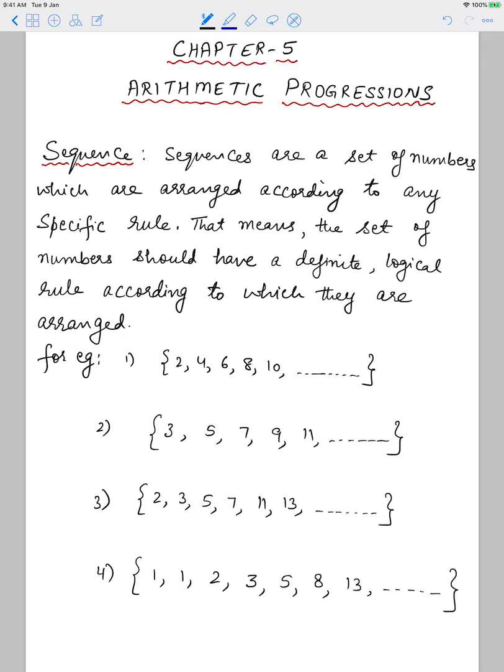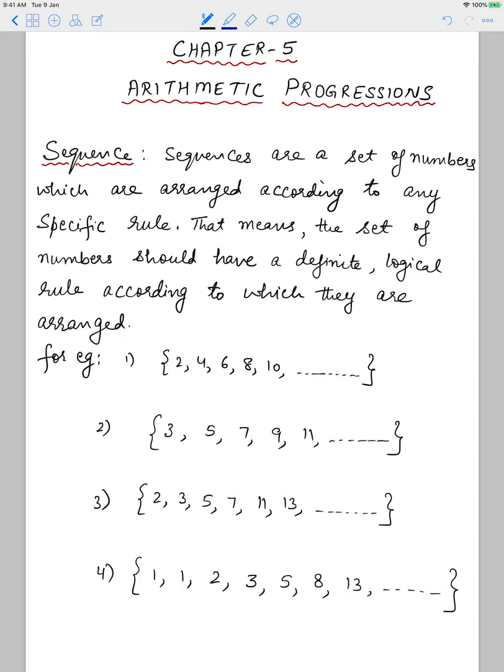So as you can see, I have written here, sequences are a set of numbers which are arranged according to any specific rule. That means the set of numbers should have a definite logical rule according to which they are arranged. Okay, I have explained this with the help of examples here.